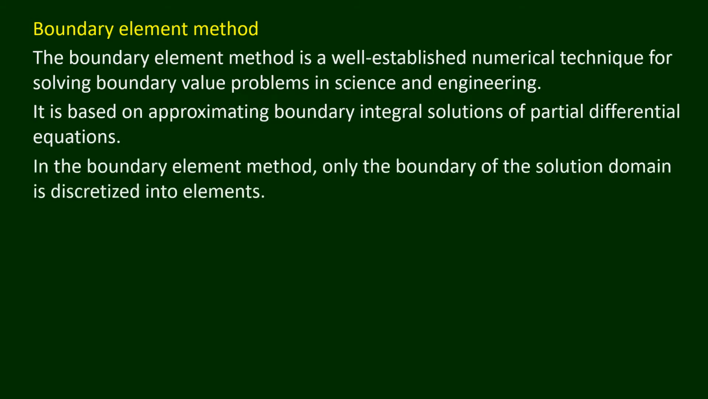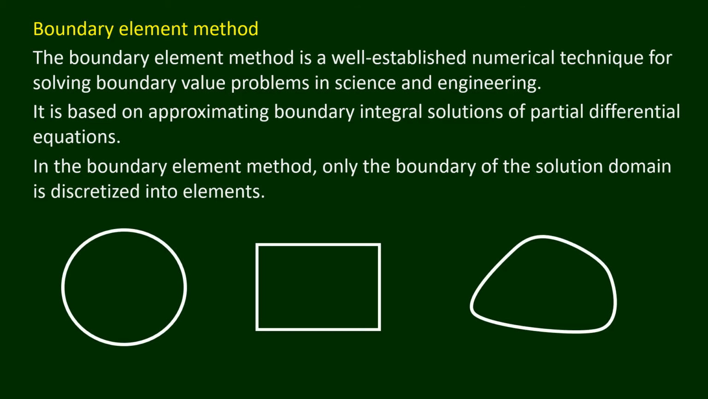In the boundary element method, only the boundary of the solution domain is discretized into elements. For a two-dimensional problem, the boundary is a line which can be easily discretized into elements. To discretize it, put closely packed points on the line, and join two consecutive points to form straight-line elements.